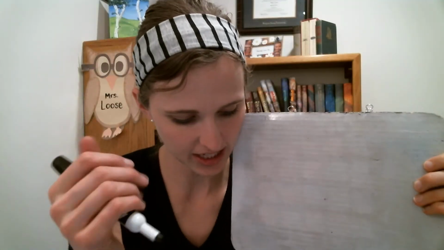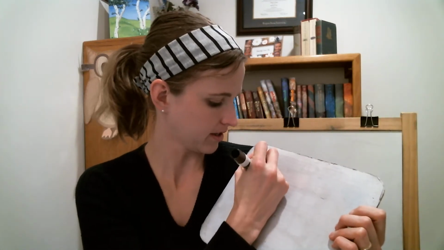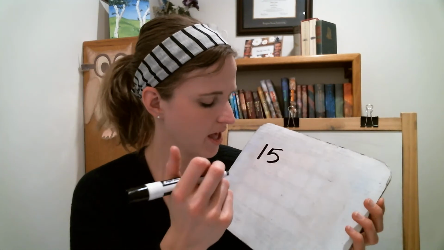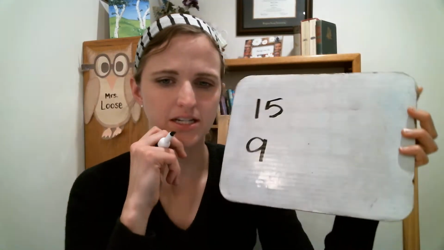Frank has 15 books to read. He reads 9 of them. Okay, let's grab, here it is. And we've got some numbers. Frank has 15 books to read. Okay, so there's 15 books. And then he reads 9 of the books. It says, how many books does Frank have left to read? Do I need to add these numbers together? No. I should subtract them.